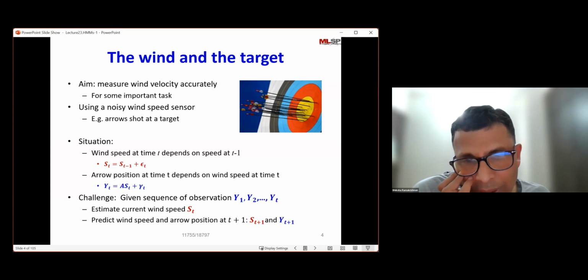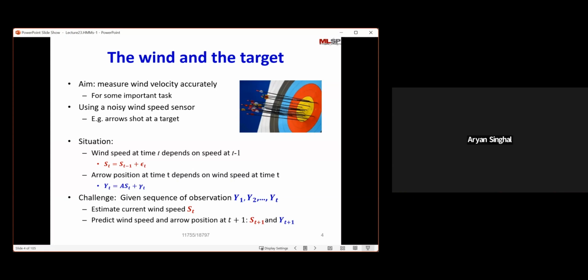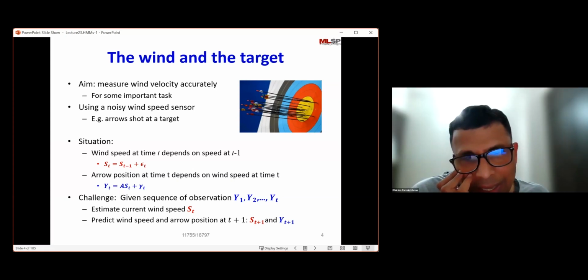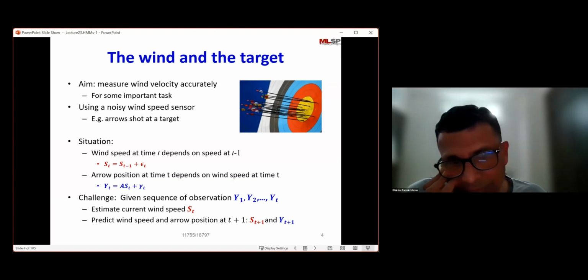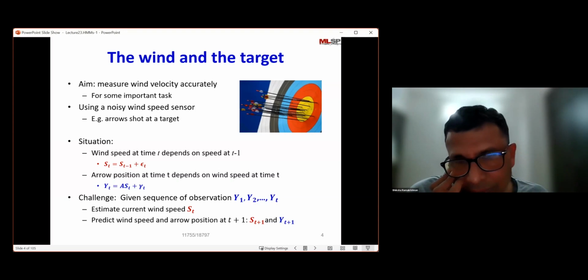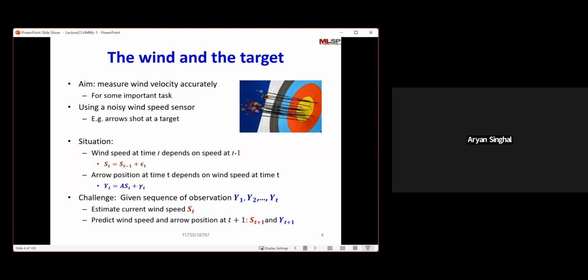If your aim was perfect, what would you hit? It will hit the target, the center. It will hit the bullseye, right? Now, if there's some wind, what will happen? What happens to the arrow if there's some wind? It sways and misses the bullseye.